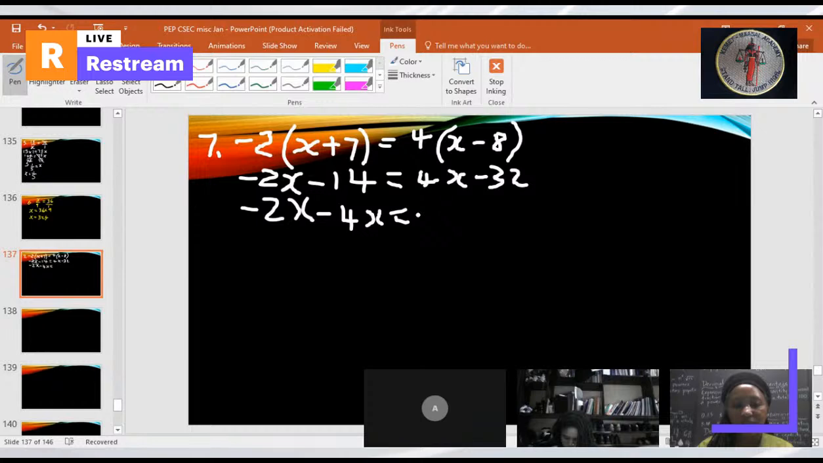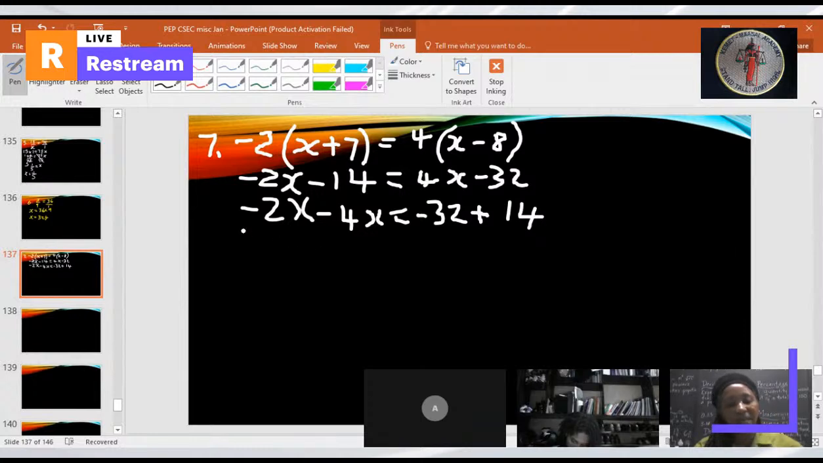So the negative 32 stays on the right. To move that negative 14 across the equal sign, the sign will change. So it's going to become a positive 14. Or we can say we are adding 14 to both sides. That's another way to say it. So we're adding 14 to the left, that cancels out, and we're adding 14 to the right.